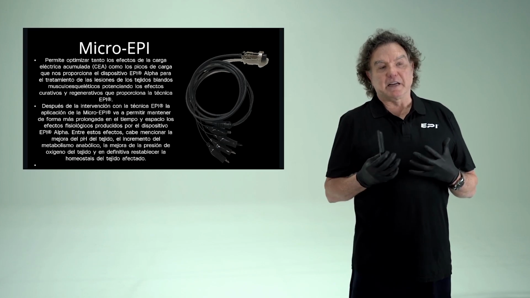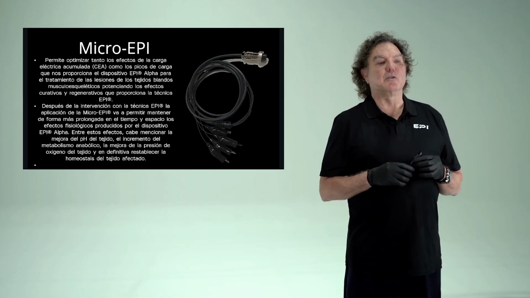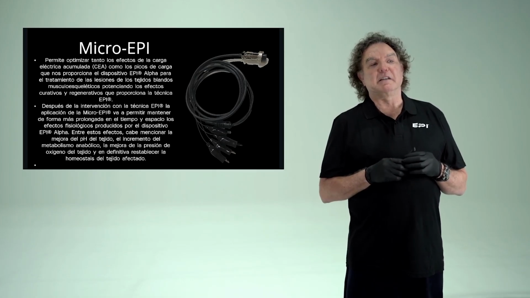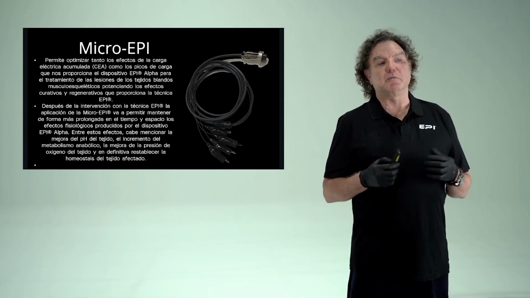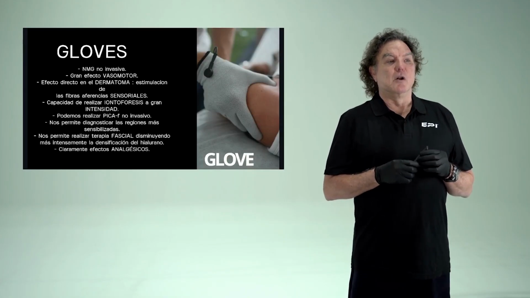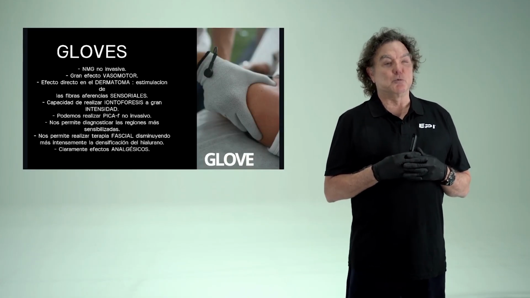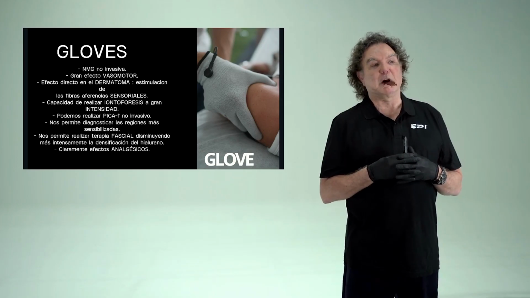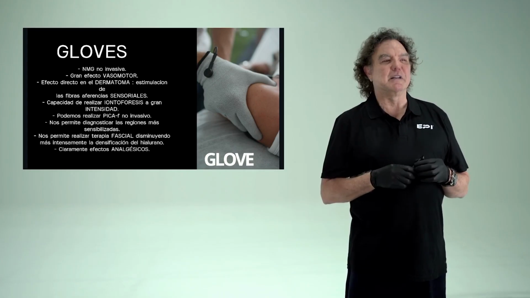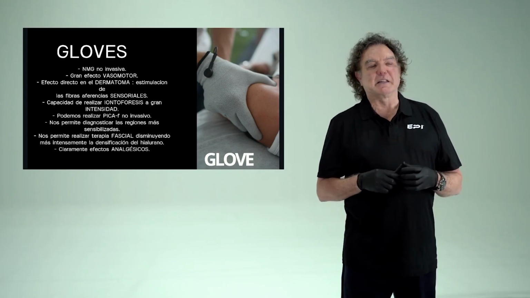We also have this cable, which is similar to the other one, which would be for micro-epi, the galvanic microcurrent, but in this case it goes directly to the Epi Alpha device, achieving the same effects as those we mentioned earlier. The gloves are a technique we use a lot to combine with manual therapy because we achieve a great vasomotor effect. It has an analgesic effect at the dermatome level and also has a great capacity for iontophoresis.